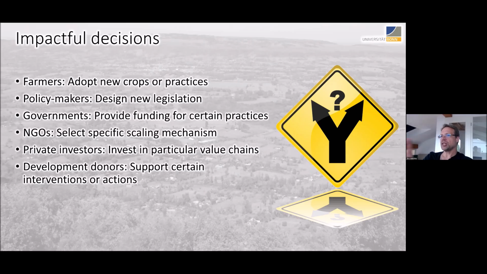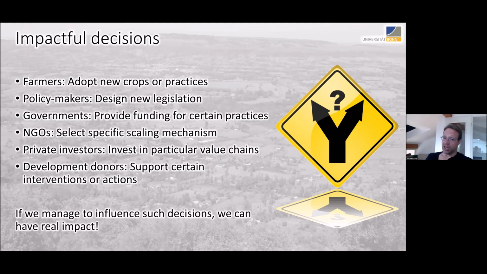Yeah, so all of these are decisions that are relevant in the development arena, and you can imagine that depending on who exactly it is that decides here, these decisions can actually affect lots and lots of people and lots of livelihoods and the environment and all kinds of things that we care about. And if we as scientists somehow manage to influence such decisions, we can have real impact.